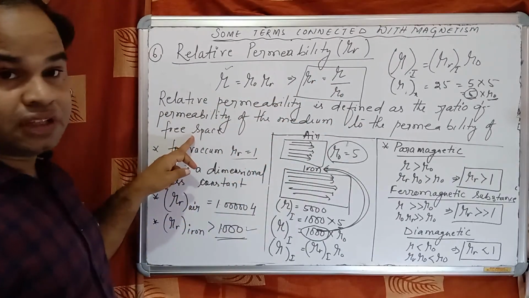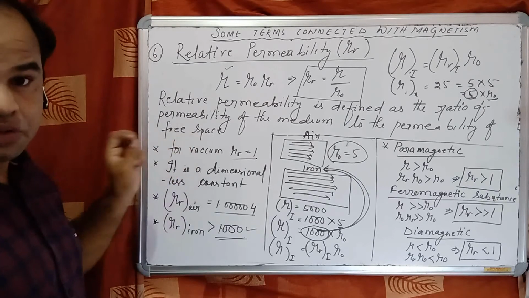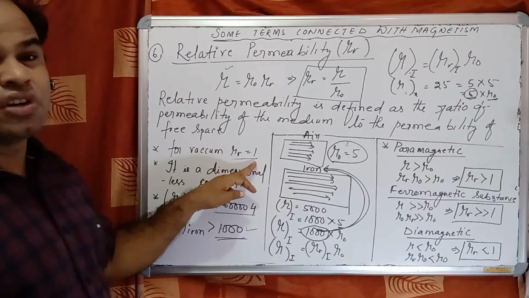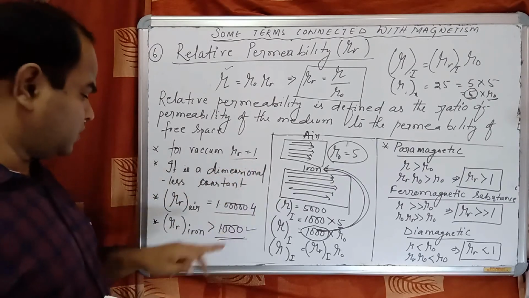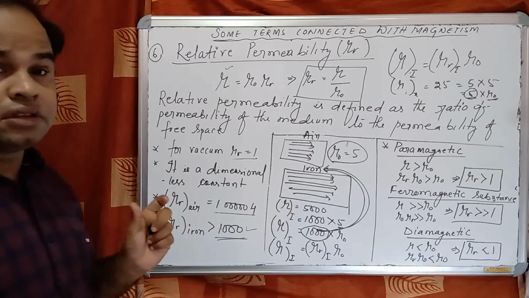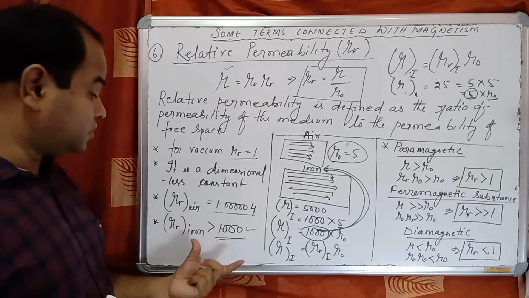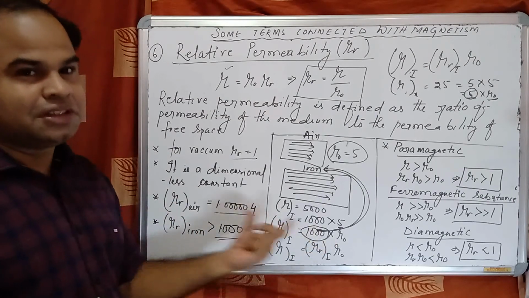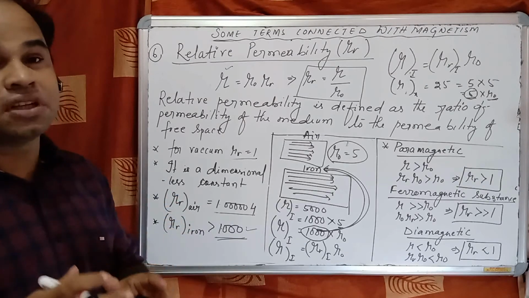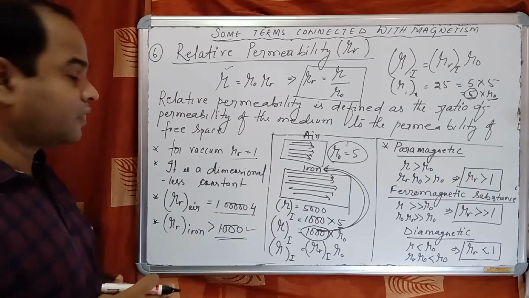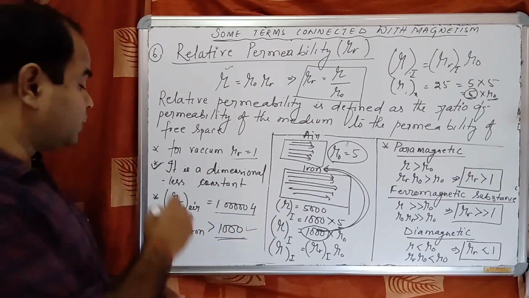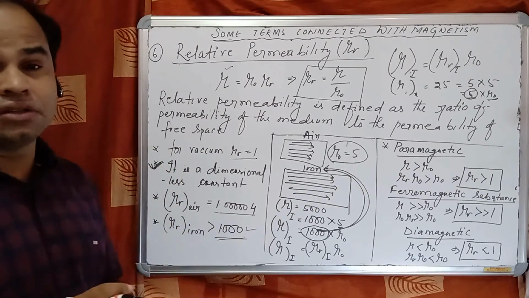For vacuum this relative permeability is 1, for air medium it is slightly more than 1. For iron this relative permeability is more than 1000. That means it allows more than 1000 times the number of field lines allowed by air medium. And we discussed that it has no unit and no dimension. So it is an important short question: mu r has no unit and dimension.